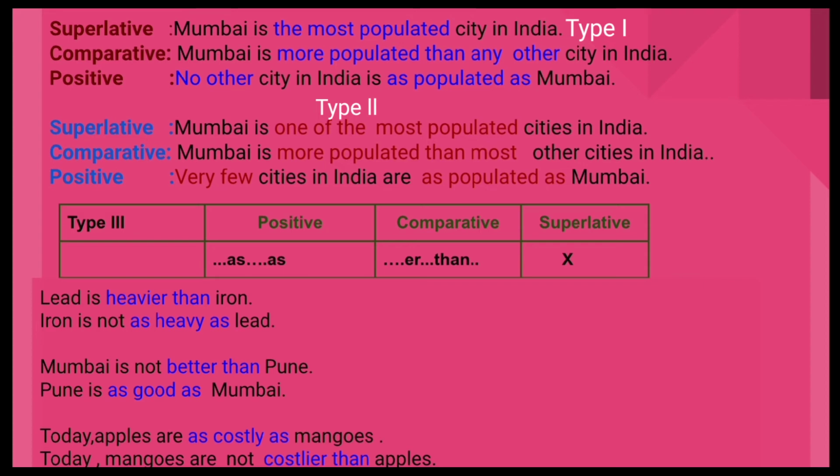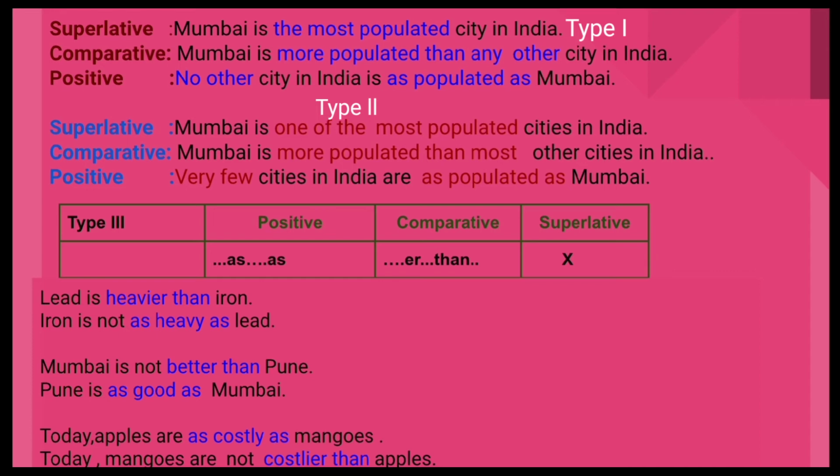Up we have used any other and comparative form of the adjective, and in positive degree we have started with no other and used positive form of the adjective, as populated as. And our down sentence, Mumbai is one of the most populated cities in India. So we are talking about the cities and one of sentence is there. So our rules will change.